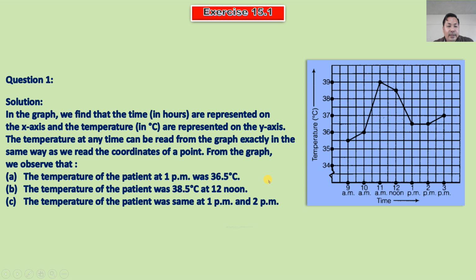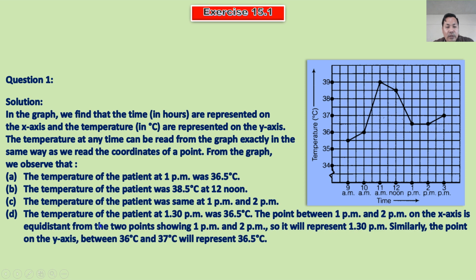Then next, the temperature of the patient at 1:30 p.m. was... So 1:30 is not given, but we can think that in between this 1 and 2 lies this 1:30 p.m., isn't it? So 1:30 p.m. will be in between this 1 and 2. That is the center of these two points here, isn't it?